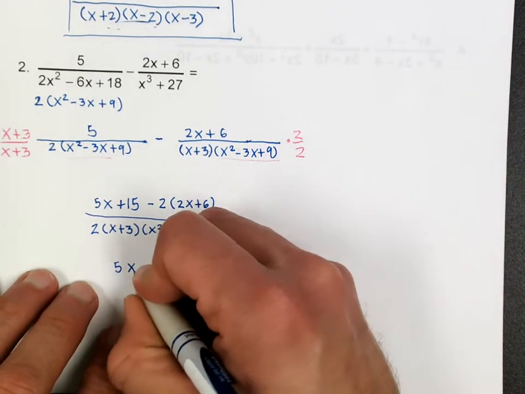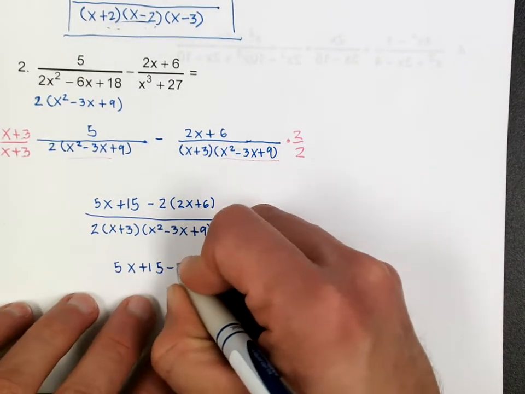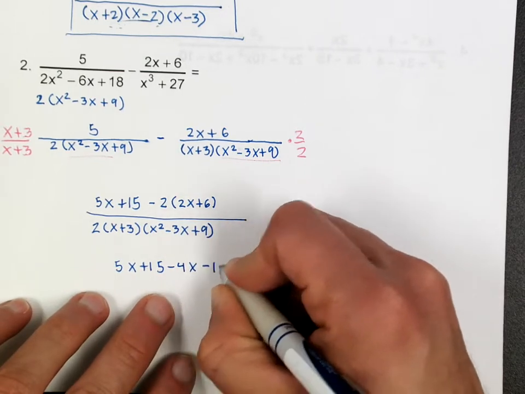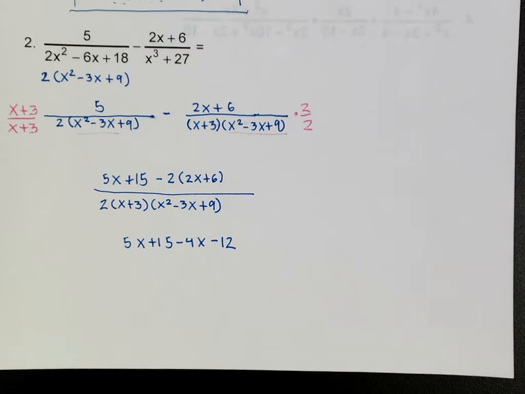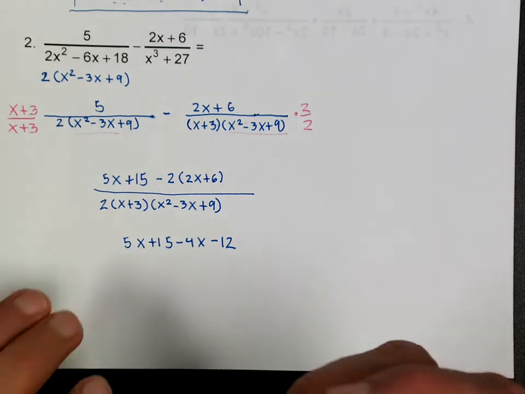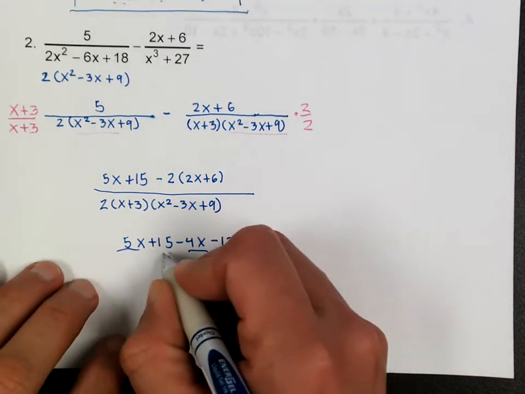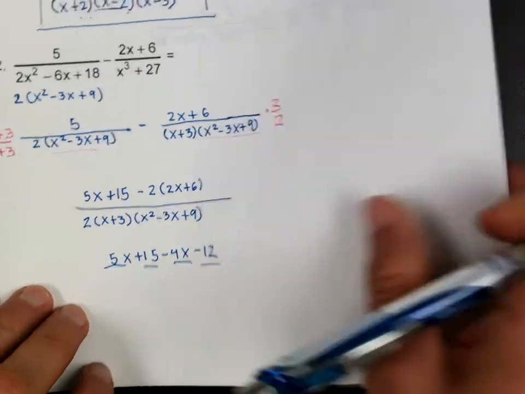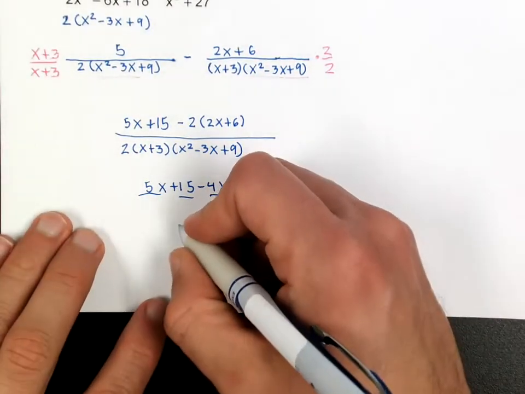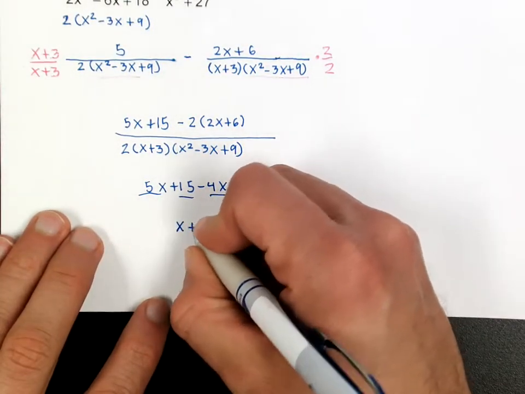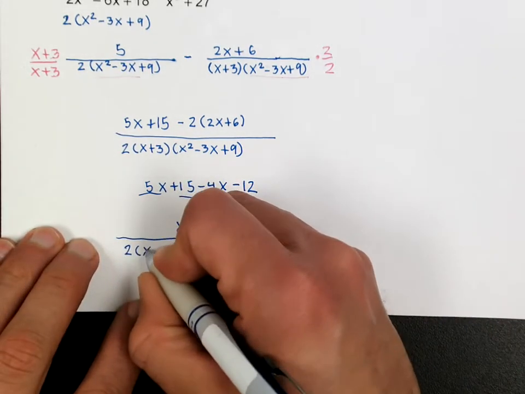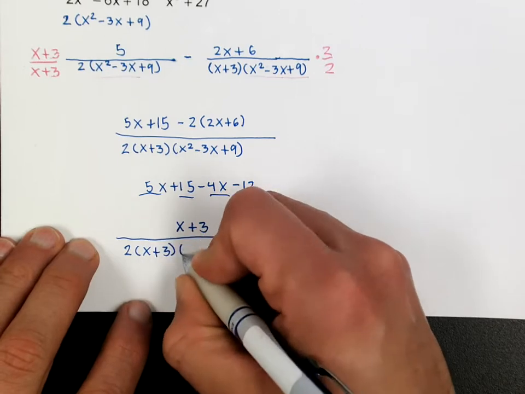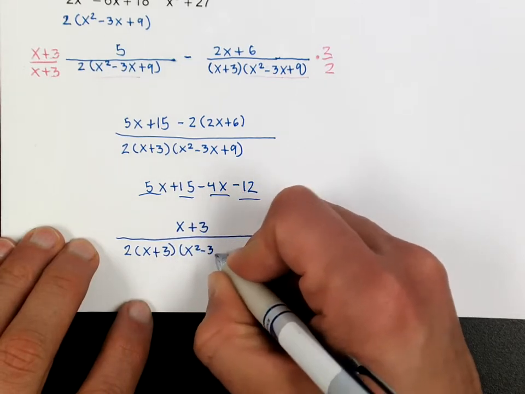So we have 5x plus 15. This is negative 4x minus 12. Again, I'm just rewriting the numerator. The denominator is not going to change anymore, so I can add like terms. I'm going to add those two and then add these two. So we're going to have x plus 3, it looks like, over 2x plus 3 x squared minus 3x plus 9.